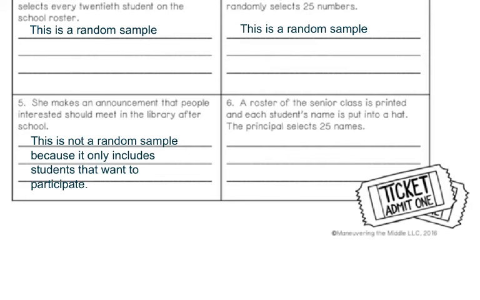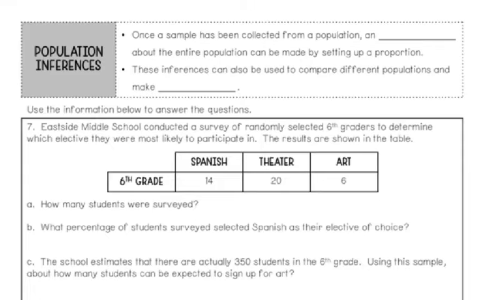Since this scenario does take into account every senior, and they have the same chance of being selected out of the hat, this is a random sample. Next, we're going to talk about population inferences.